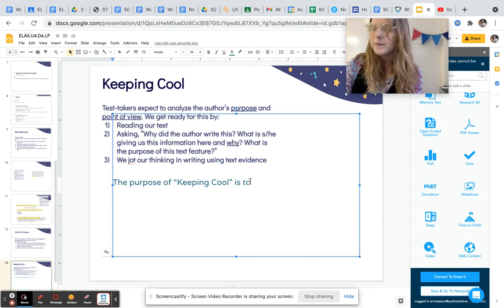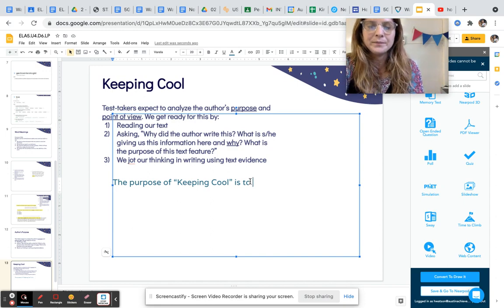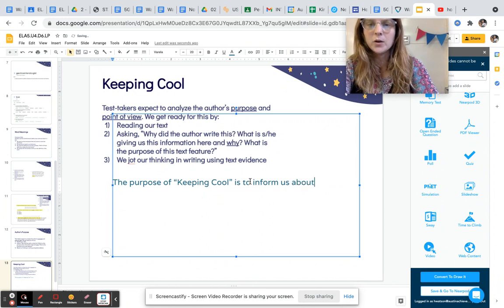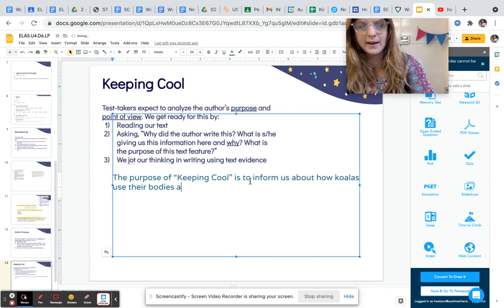So Keeping Cool, right? We learned about koalas and how they keep cool in the summer heat of mostly Australia. And so I think that's the purpose, right? The purpose of Keeping Cool is to inform, right? Give us information about how koalas use their bodies and tree trunks to keep cool in high temperatures.